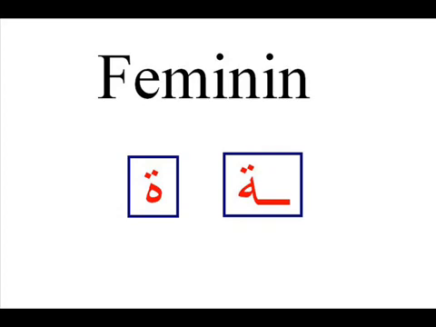And there are two kinds of ta' marbuta. You see, on the left and on the right. When do we use the first and when do we use the second? The first one, we use it after the letters alif, hamza, dal, zal, ra, zay. If you see these letters at the end of the word and you want to build the feminine, put this kind of ta' marbuta.